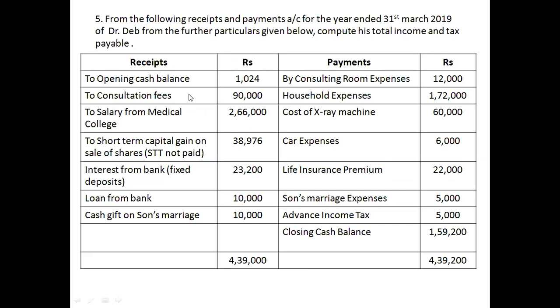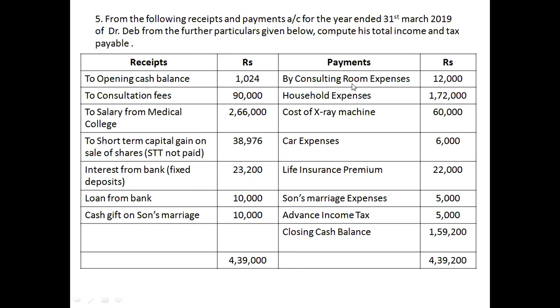So they have given the receipts and payments. Let's see the opening balance. The opening cash balance is 1,024. Consultation fees is 90,000 rupees. Salary from medical college 2,66,000. Short-term capital gain on sale of shares, STT not paid, 38,976. Interest from bank fixed deposits 23,200. Loan from a bank 10,000 rupees. Cash gift on son's marriage 10,000 rupees.